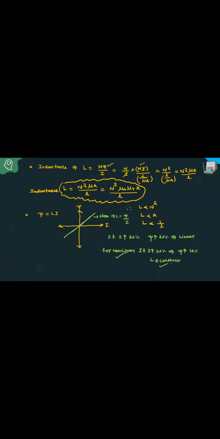Even in the resistor, I told you, a resistor is said to be a non-linear resistor when the resistance is not constant. But here, L equals psi by I, this slope is constant. If the slope is constant at every point, L is also constant. Then we can say that it is linear. This is for linear, and this is for non-linear characteristics.